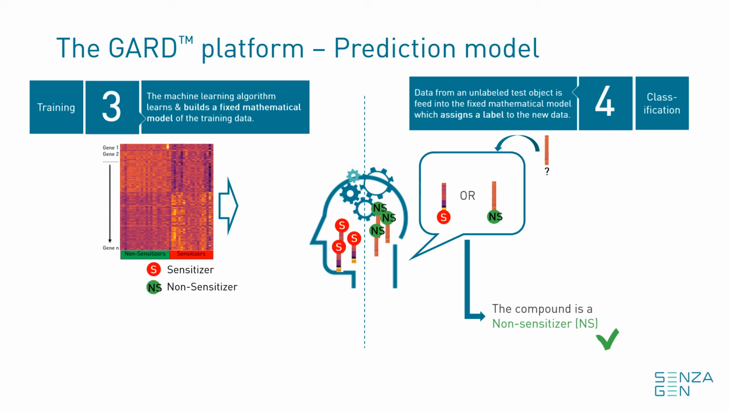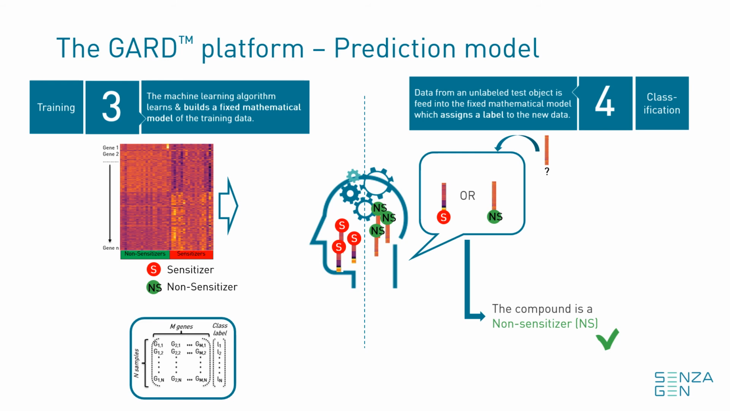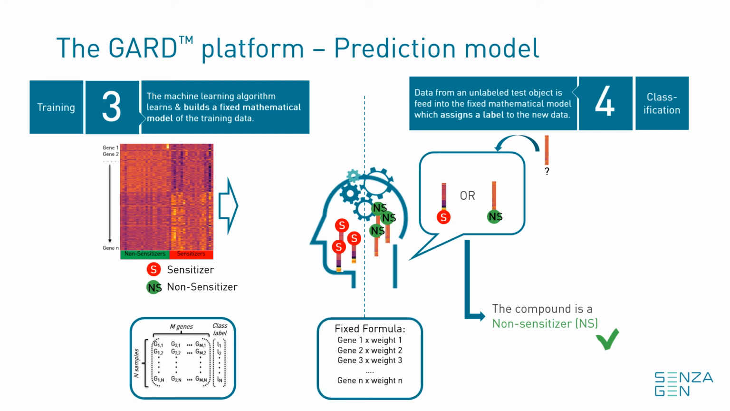This figure is a graphical representation, but we can also explain the process in a mathematical fashion. Mathematically, the information in the heat map can be expressed as a gene expression data matrix containing the information of the class label, sensitizing or non-sensitizing. In the machine learning algorithm, this now becomes an optimization problem. What the machine does here is to assign values to the different genes with the purpose of optimizing the discrimination between the sensitizers and the non-sensitizers. This leads to a fixed mathematical algorithm. The gene expression data from an unknown test compound can then be input into the fixed formula, and the model provides a prediction for the test compound.